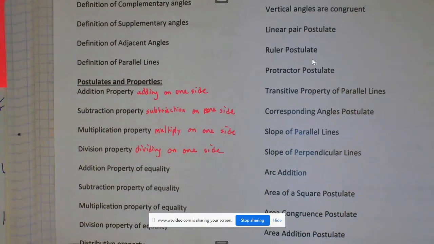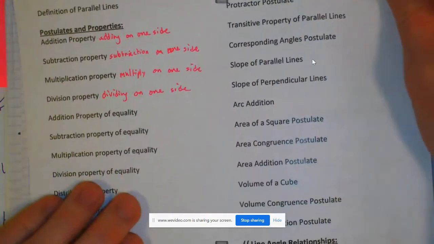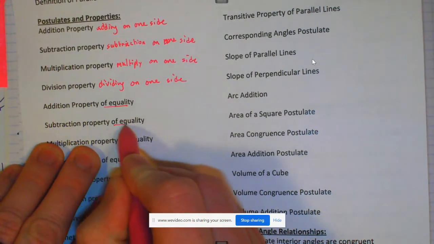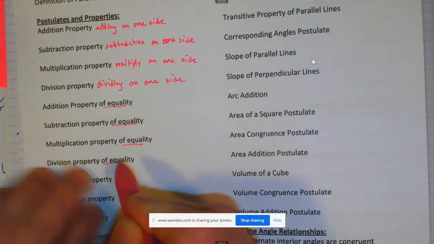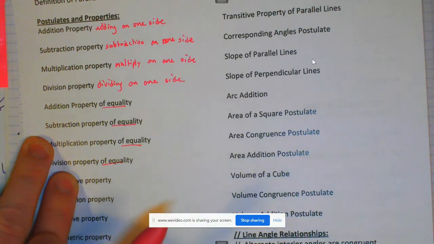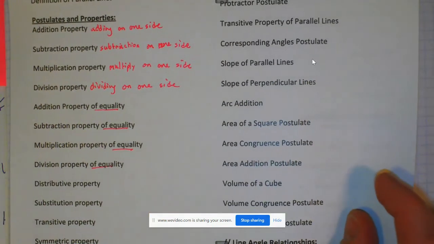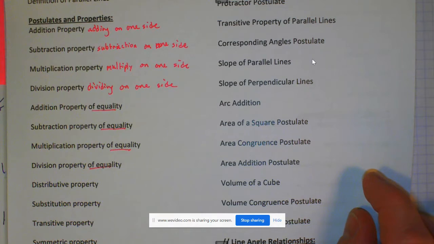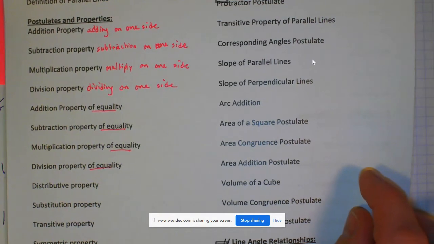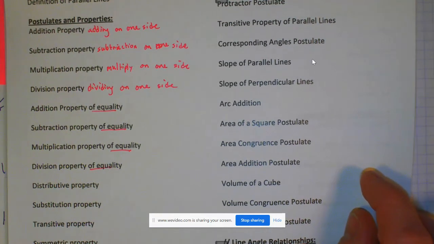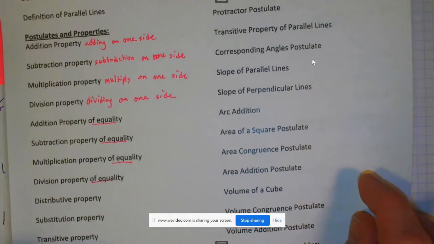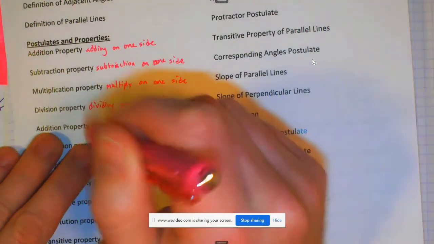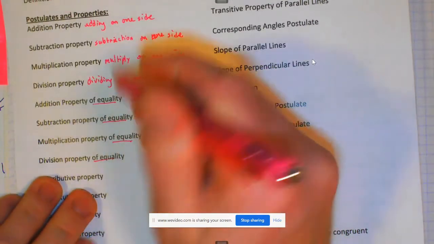Now, the next 4 add "of equality" to each one of those. So addition property of equality, subtraction property of equality. When it adds the words "of equality," that means you're doing that operation on both sides. So the addition property of equality would be like adding 2 to both sides of an equation. These up here apply to expressions, and these down here apply to equations.